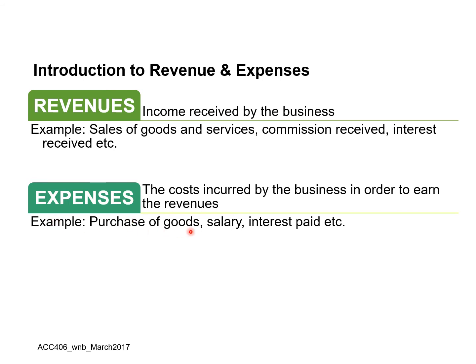So, the cost incurred by the business in order to earn revenue. Example, the purchase of goods. Ini you kena beli dulu barang tu, baru you boleh jual. Dan untuk enable barang tu dijual, you kena upah orang. So, ada expenses, salary, gaji. Dan untuk you operate the business, you mungkin pinjam loan. So, you kena bayar interest. Okay. So, expenses ni juga ada dua kategori, operating and non-operating expenses.